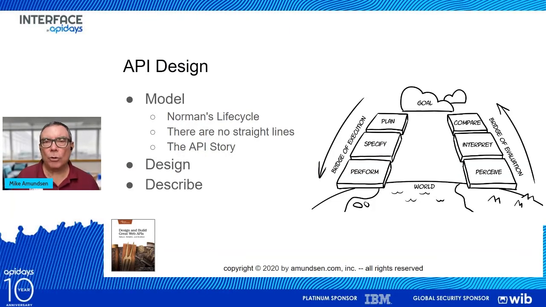And there's this thing called Norman's life cycle, which talks about how you can model the world. There's a goal in mind. People have a plan, they specify, they perform an action, and then they see if that action really solved their problem. Think about turning on a light. I need to turn on a light to read. So I got to plan and specify. I got to go find the switch. I flip on the switch. That changes the world. And I see, is it now bright enough?